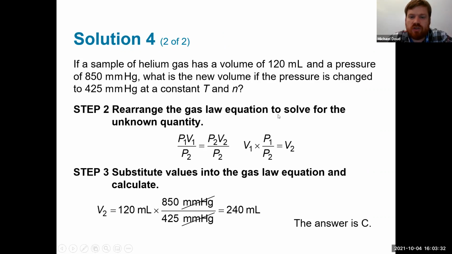So that means we just need to use Boyle's law. V2 would equal V1 times P1 divided by P2. So that's 120 milliliters times 850 millimeters of mercury divided by 425 millimeters of mercury. The answer should be 240 milliliters.